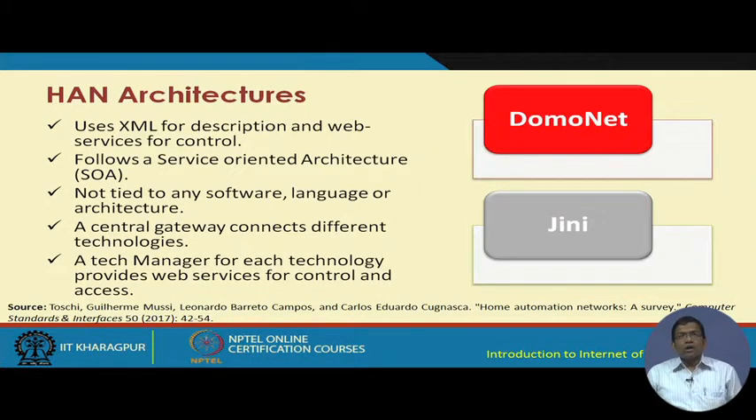Now, let us talk in brief about the different home area network architectures. Two of them are quite popular. The first one is DOMONET, which uses XML for description and web services for control, follows a service oriented architecture, and is not tied to any specific type of software, language or architecture. Here in DOMONET, a central gateway connects different technologies, and there is also a tech manager for each technology that provides the web services for control and access.